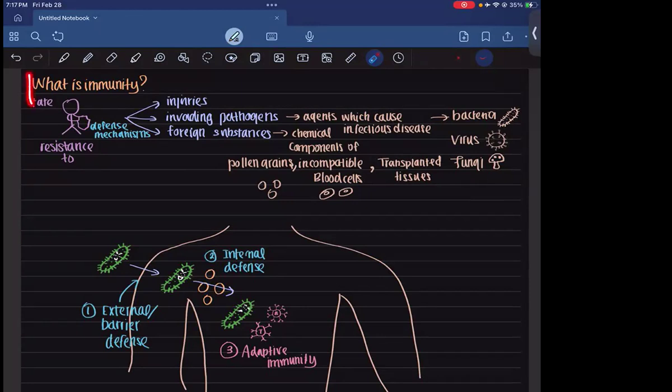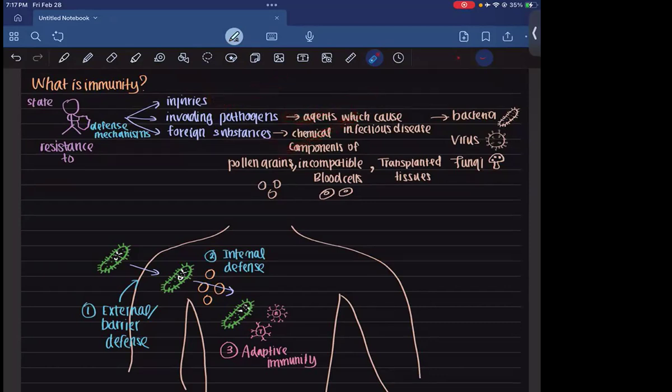Okay, especially the definition. So what is immunity? Immunity is a state, or it is like a condition where you're being resistant to something. So what are you being resistant to? You're being resistant to 3 things. So what are they? You're being resistant to injuries, invading pathogens, and foreign substances.